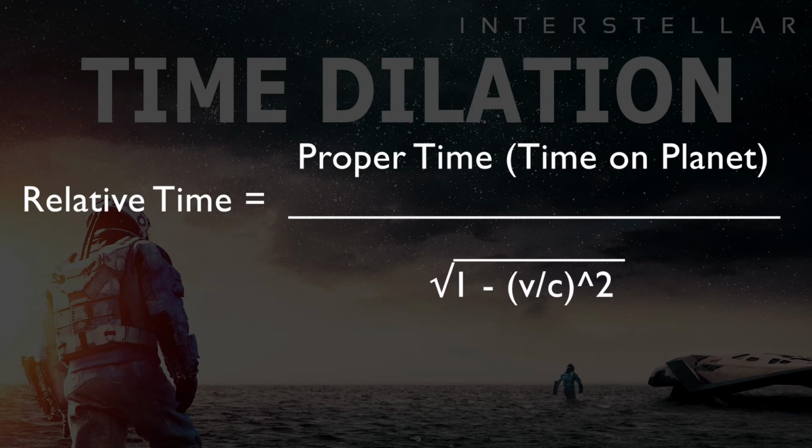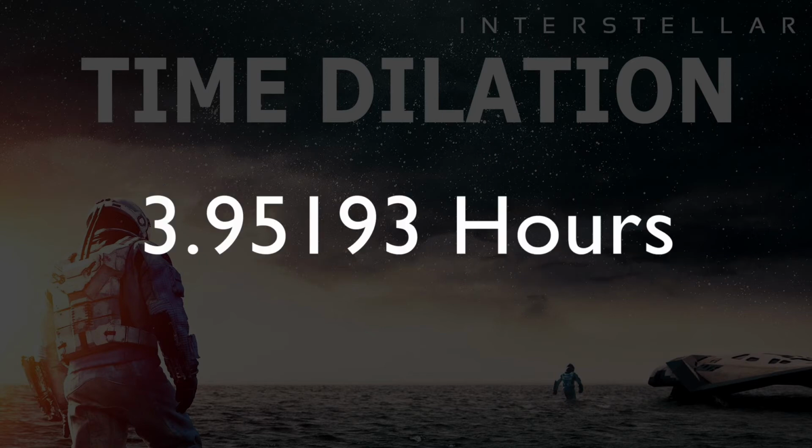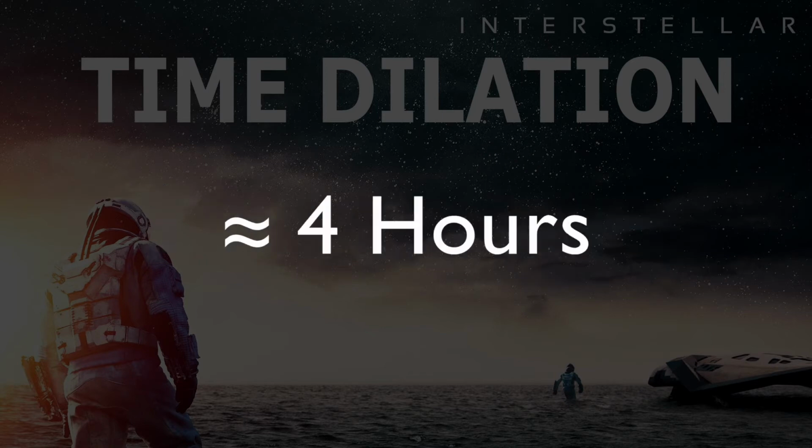The time dilation is found by dividing 3.3 hours by the square root of 1 minus the speed the planet was traveling around the black hole, which was 55% the speed of light, or 3 times 10 to the 8th times 0.55, divided by the speed of light squared. This result is 3.95193, or approximately 4 hours.